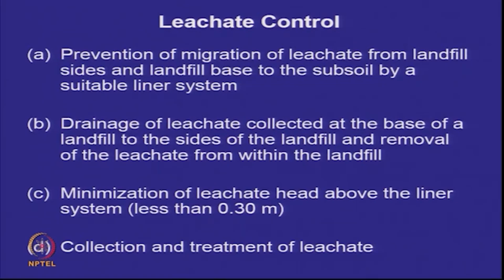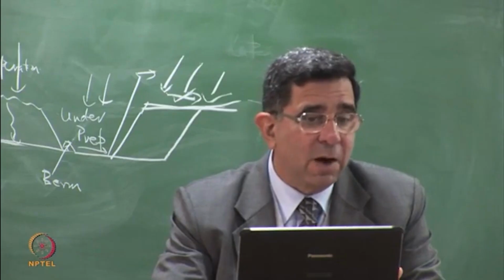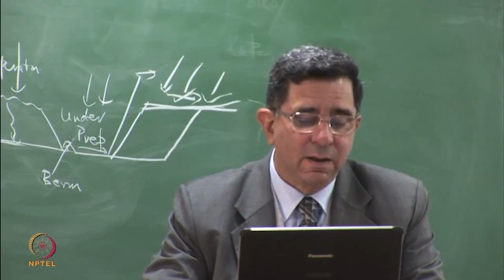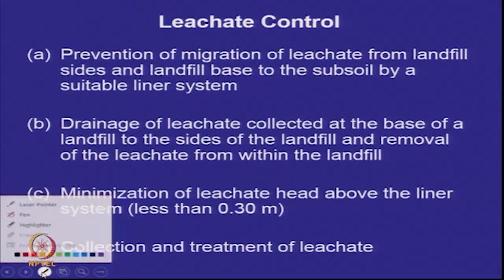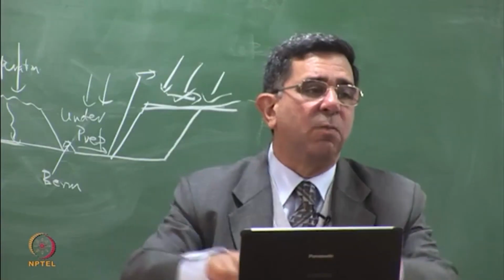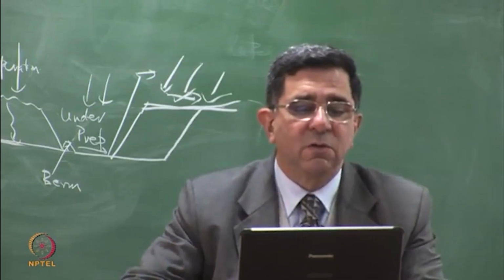So the next, having kept the leachate to a minimum, leachate is still going to come out. So how do we control this leachate? We have to take the leachate to the sides. The leachate should not pond up into the center of the landfill.